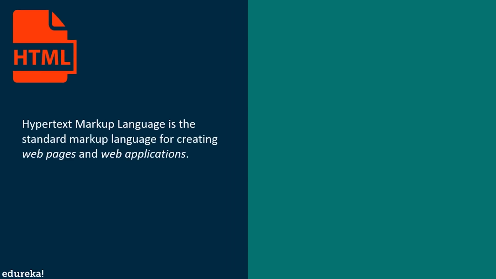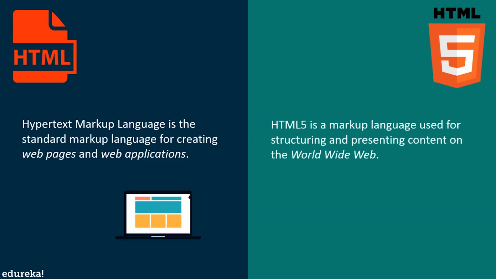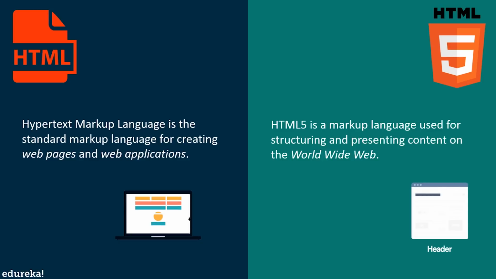Now, HTML stands for Hypertext Markup Language, and it is the standard markup language for creating web pages and web applications. It is also used to describe the structure of web pages using markup. Now, HTML5 is basically the fifth version of HTML and is a core technology markup language of the Internet that is used for structuring and presenting the content for the World Wide Web. The HTML5 standard was finalized and released in 2014, and it is exactly what HTML should have been when the first version was launched all those years ago.